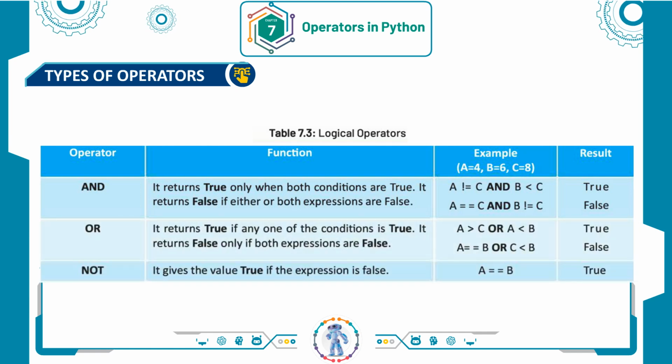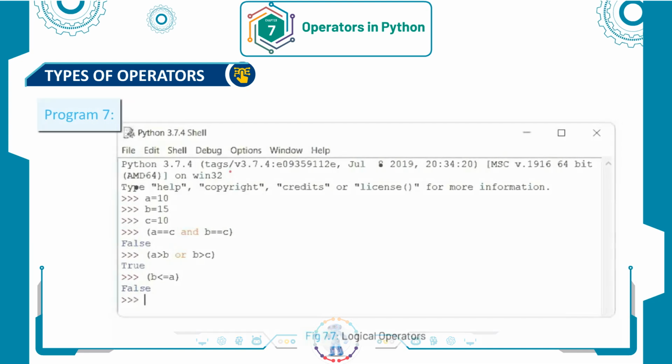Or: it returns true if any one of the conditions is true. It returns false only if both expressions are false. A equals C or A equals B: true. A equals B or C equals B: false. Not: it gives the value true if the expression is false. Not A equals B: True.